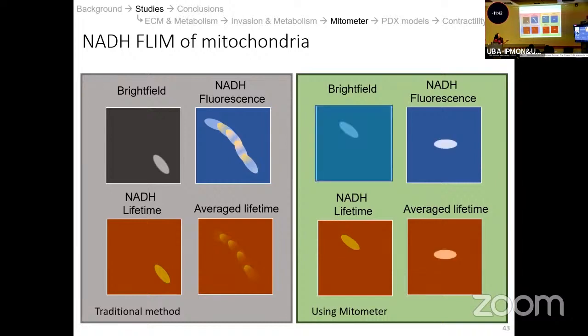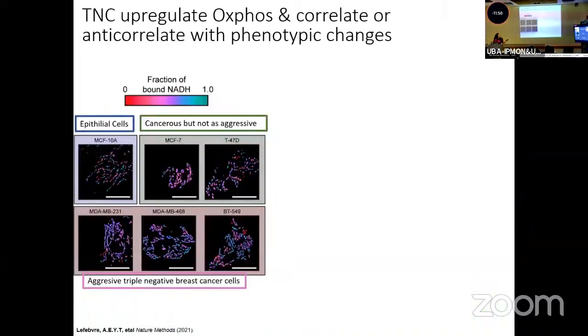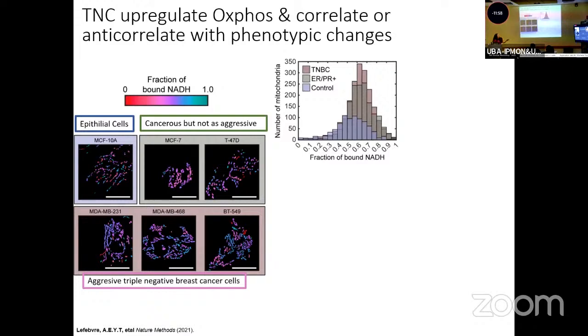So you get one lifetime data point, even if the mitochondria is moving, and the lifetime is calculated in just this plane. So he isolated the mitochondria, and this is the fraction of bound NADH in mitochondria. And he did three tests: the control, which is the non-tumor cells, the ER/PR positive tumor cells, and the triple negative breast tumor cells. Relative to each other, the number of mitochondria are different. The number of mitochondria in the more aggressive tumor cells is very, very high compared to the control.